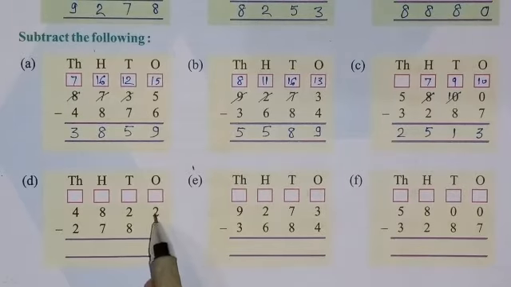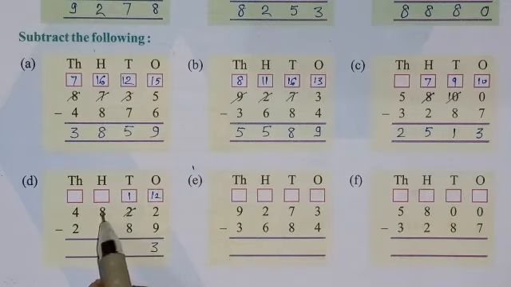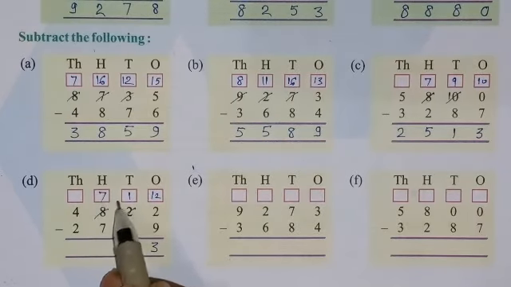Continue, next question. 2 minus 9 not possible. So borrow from this digit. This will be 1 and here will be 12. So 12 minus 9, 3. 1 minus 8 not possible. Borrow from this digit. This will be 7. Here will be 11. 11 minus 8, 3. 7 minus 7, 0. And 4 minus 2, 2.